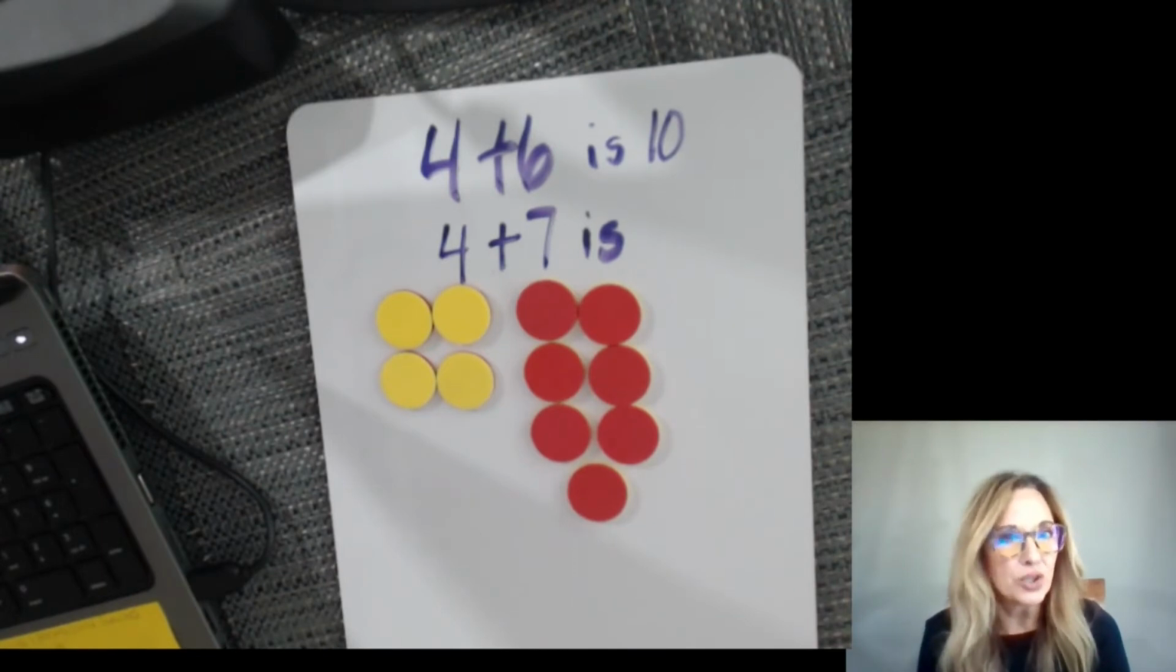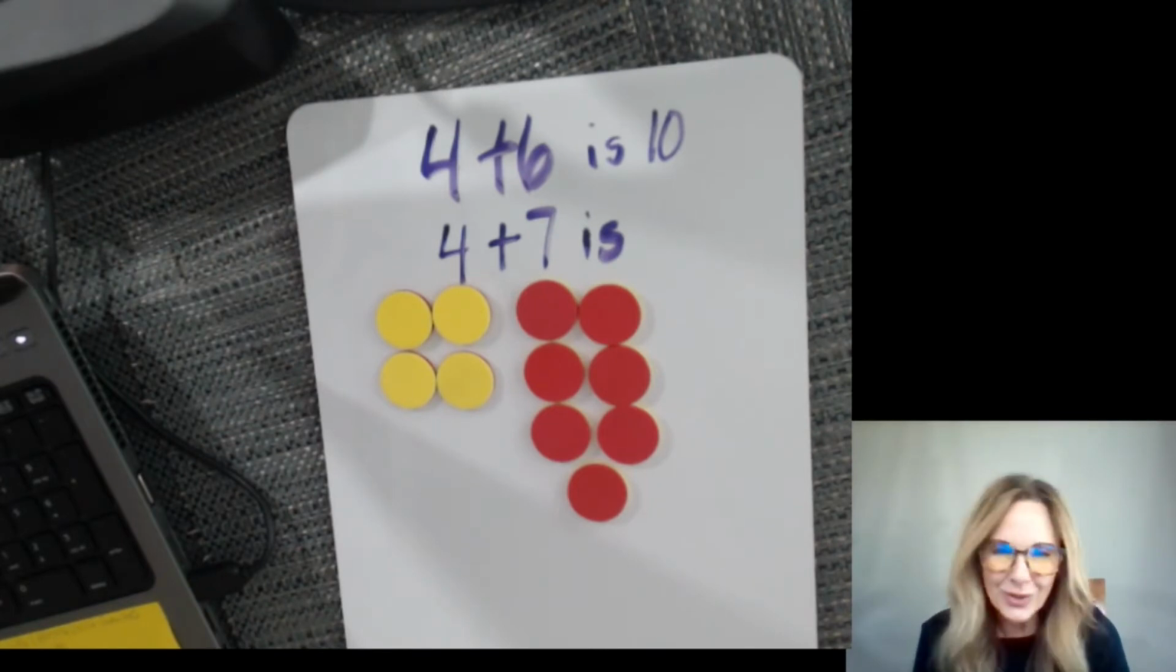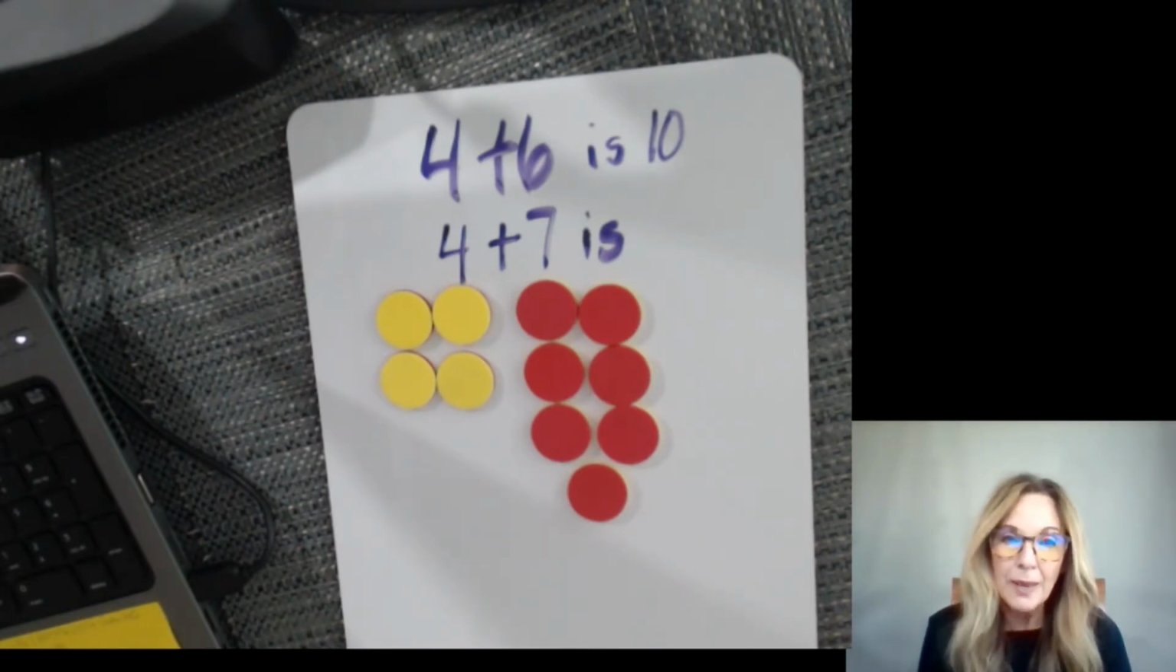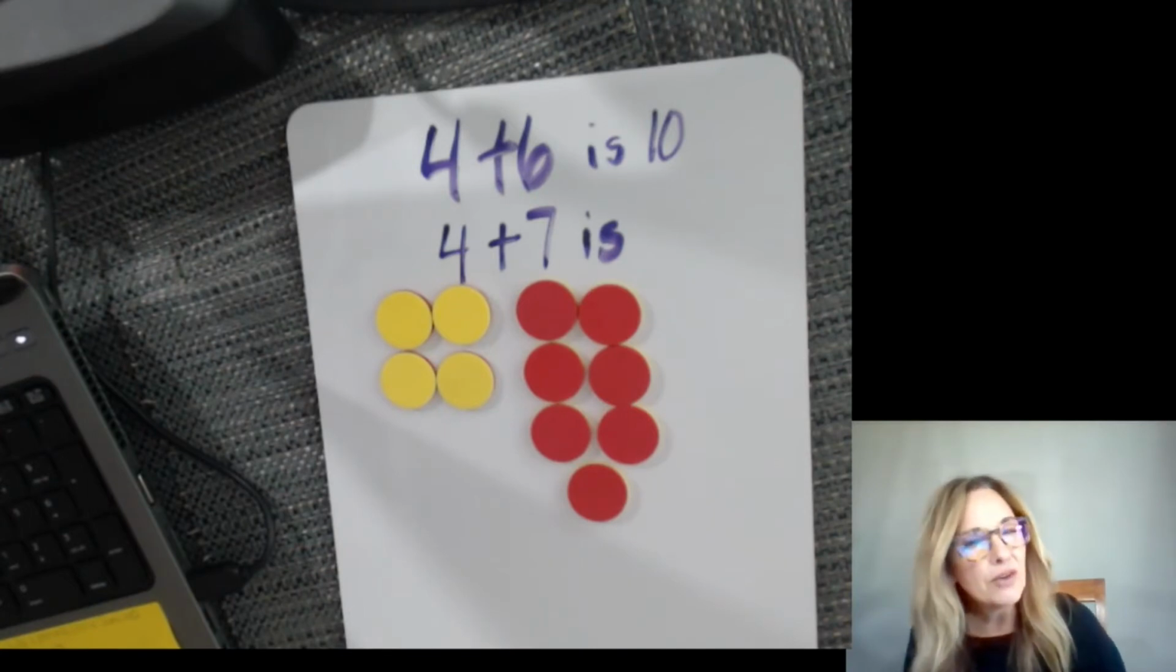But we want to make sure. Let's check our thinking. And how can we do that? Yes, let's use our counting on strategy. And of course, we'll start with the number 7 this time because it's the largest number.